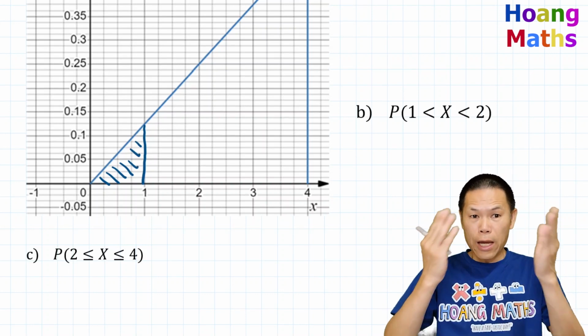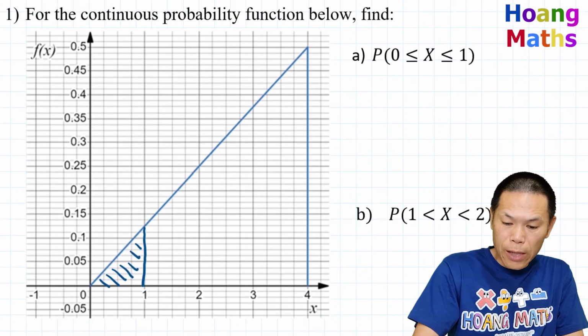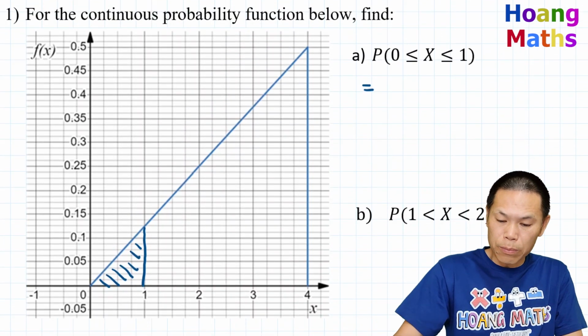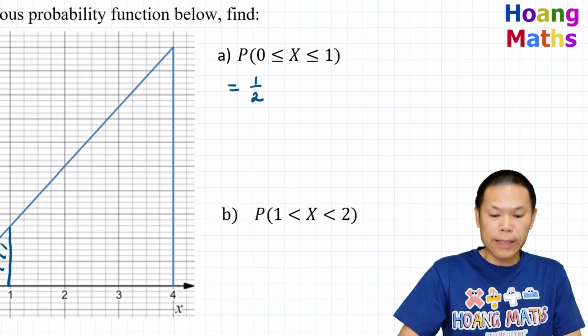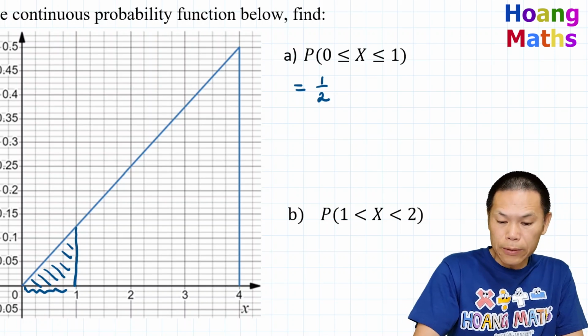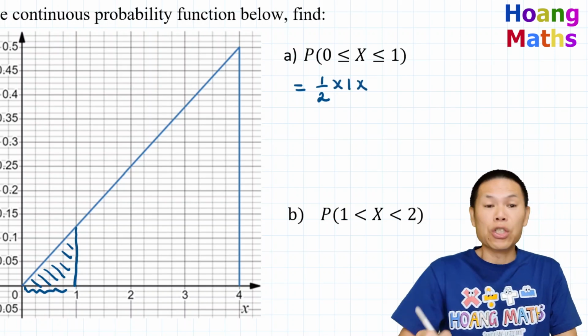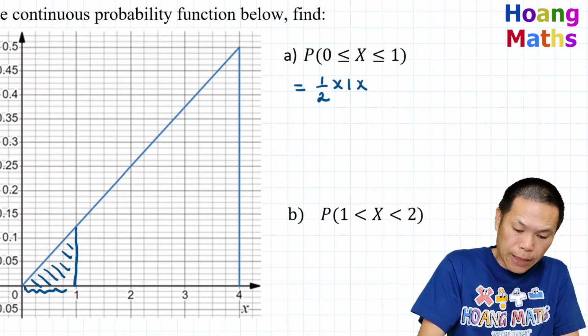So it is the area of a triangle. The area of a right-angle triangle, A, is a half times base. The base is from here to here, so that is 1, times 1. And we times the perpendicular height. The perpendicular height in this case is the height of this.